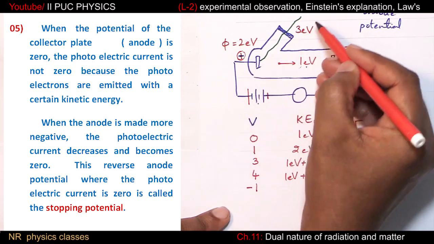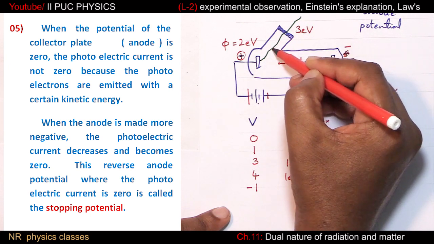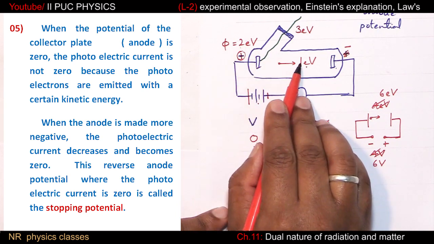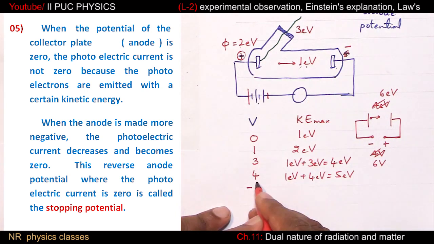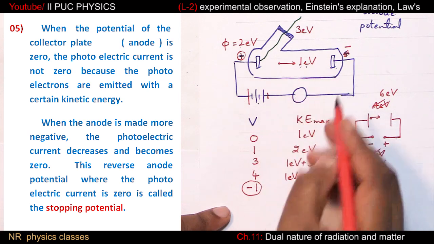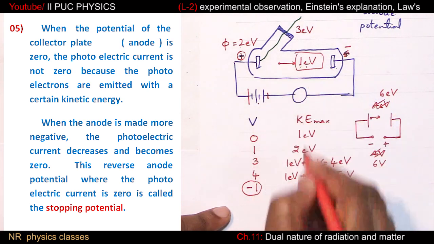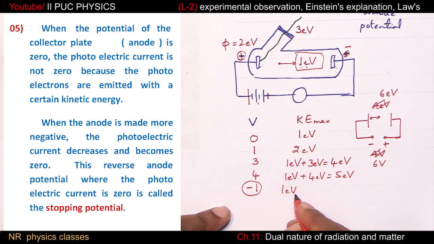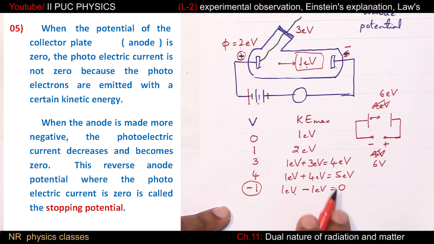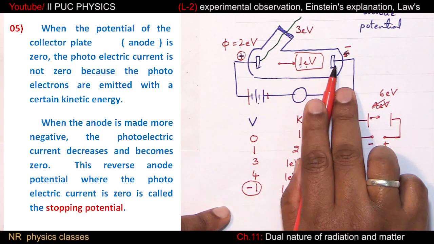Now let me start. 3 eV is the incident energy, 2 eV is required, remaining is 1 eV. But this potential difference of 1 volt, reverse 1 volt, is decreasing this by 1 electron volt. So 1 electron volt is this, minus contribution by this reverse voltage is minus 1 eV. So electrons will have zero kinetic energy and those electrons will fail to reach anode.